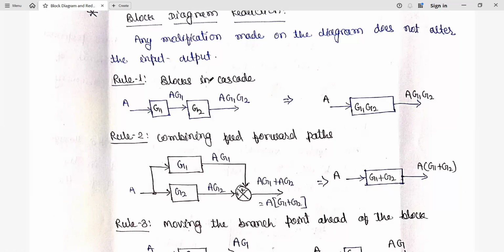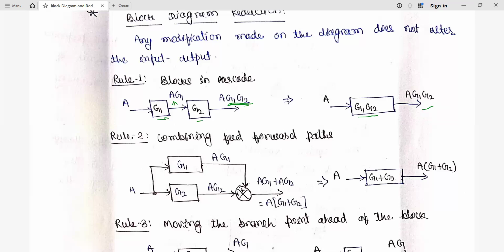So what is the first rule? When two blocks are in cascade, G1 and G2 are in cascade, the output of G1 is connected to G2. You see that at this step we have A G1, and at last again we have A G1 G2. G1 G2 is the transfer function, A is the input. In cascading, we multiply both transfer functions, but the outcome is the same. Here also the output is A into G1 G2, same as the previous one. That's why the input and output do not change.